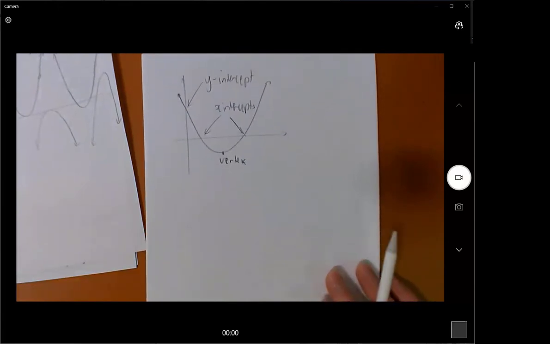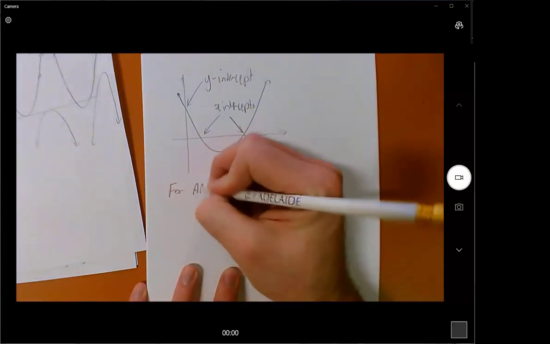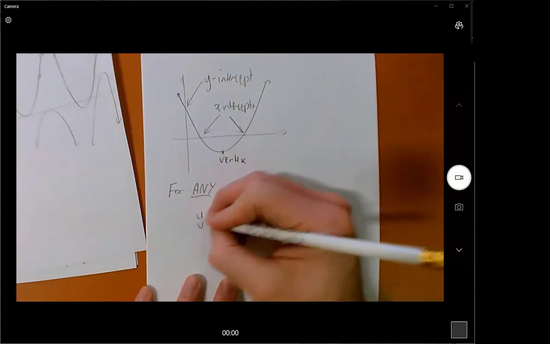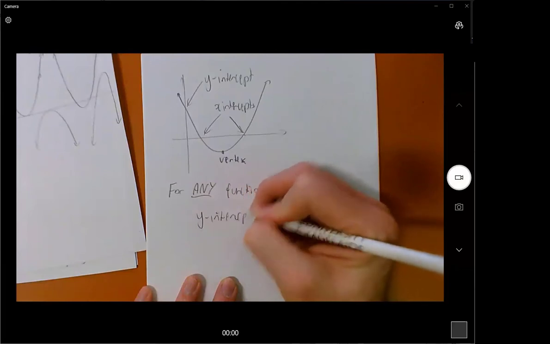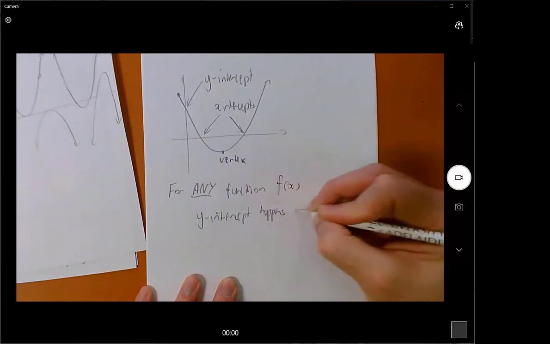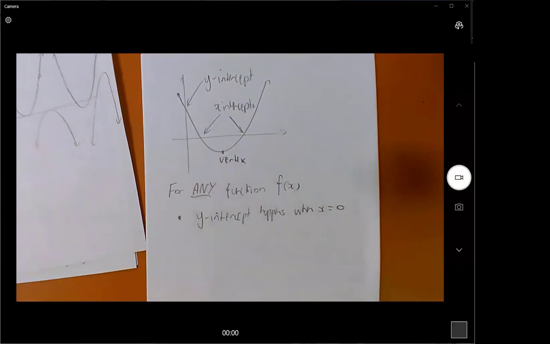Okay, so different things about the formula tell you these things in more or less useful ways. Okay, so there are things to hold on to which are always true for any function whatsoever. For any function, the y-intercept happens when x is 0. That is true for any function ever.